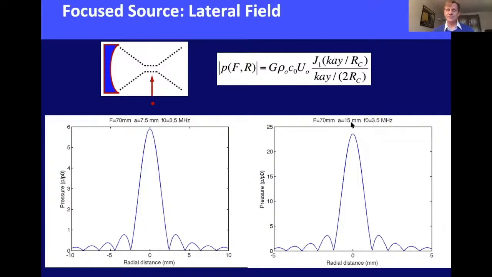If you change to 15 millimeters, it looks almost the same, but if you notice down on the bottom here, the horizontal axis has gone from 10 millimeters to 5 millimeters, so we've actually squished the field in. So by making a larger transducer, we got a better focusing gain, and we got that by actually squishing the focus in laterally. That is what gave us that higher pressure.